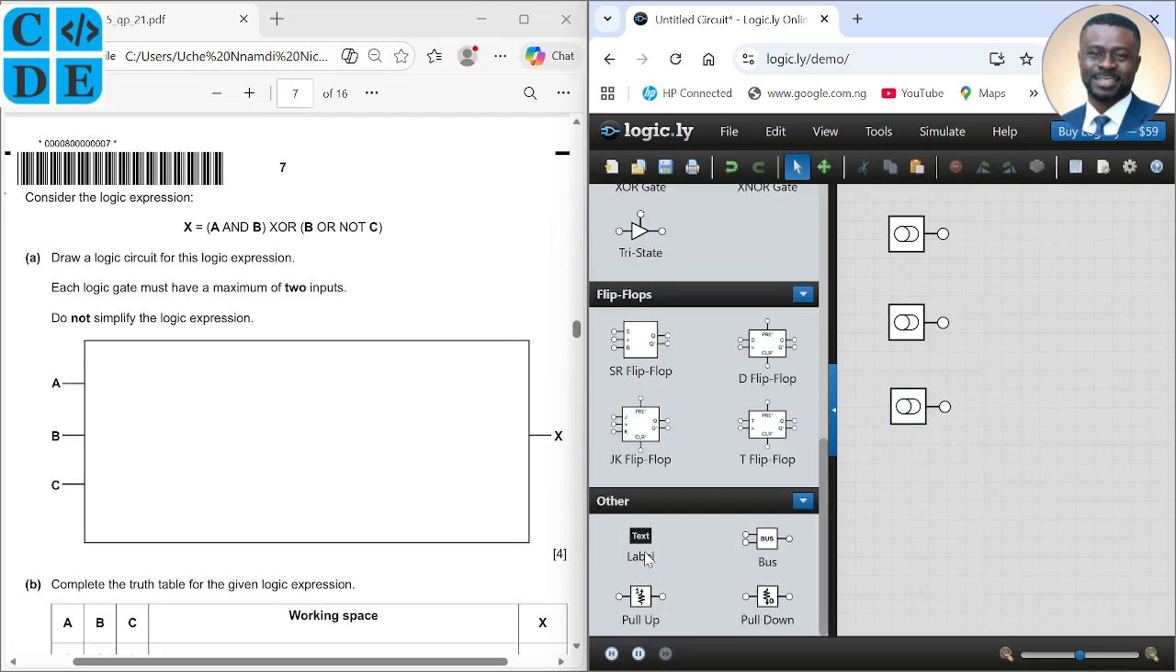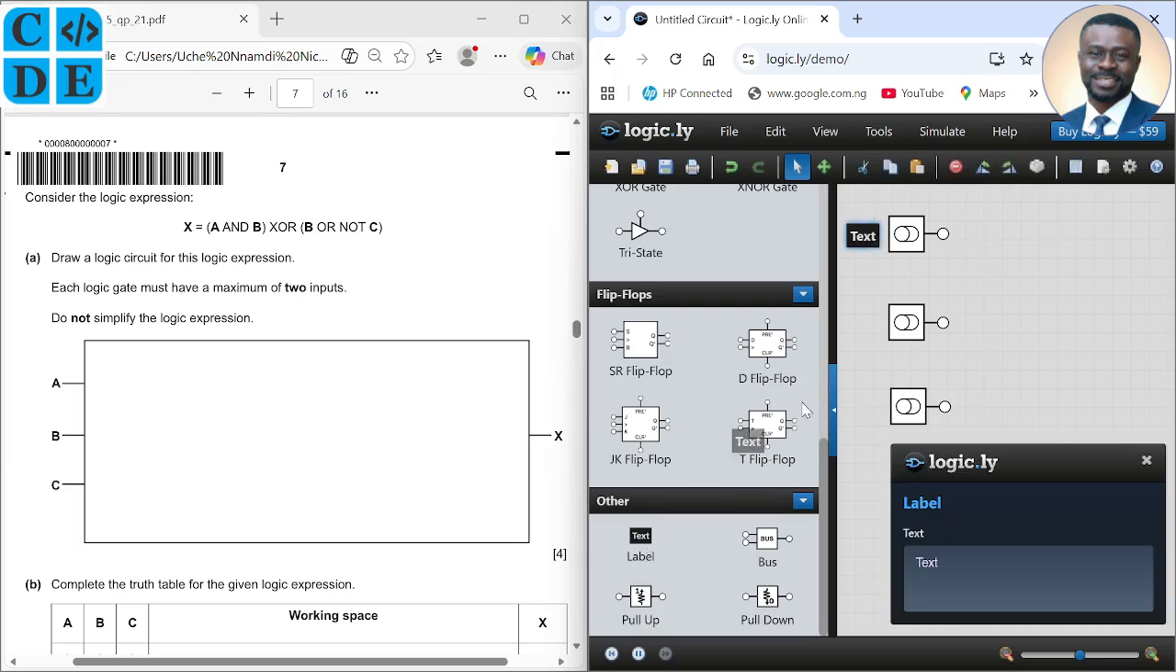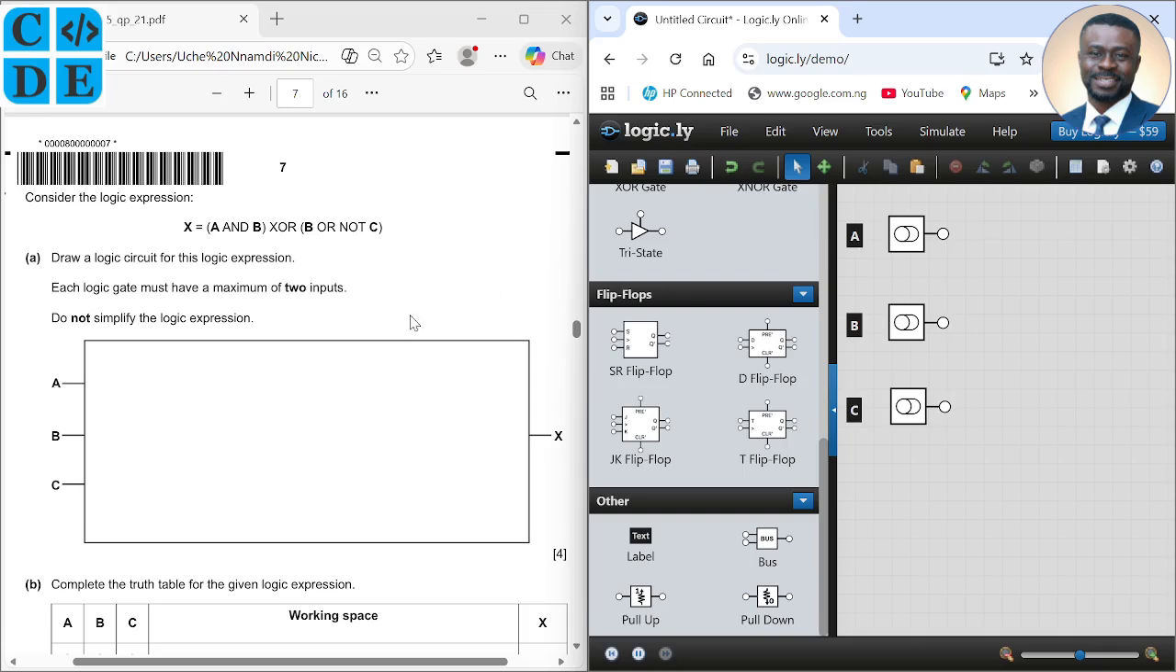I'm just going to get a text here. I'm just trying to recreate what we have there. So I'm going to change this to A, change this to B, and then this to C. So remember, in the exam you don't need to do all of this. You're drawing it on paper. Okay, so the next thing is that we now need to represent this very expression.